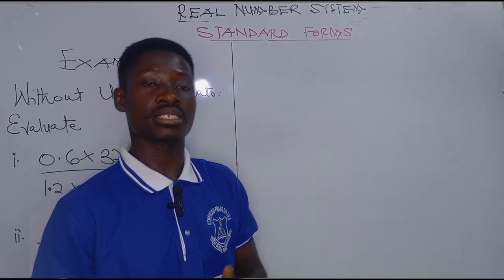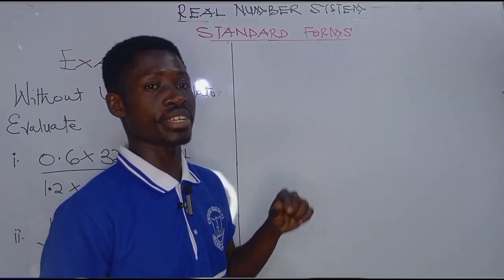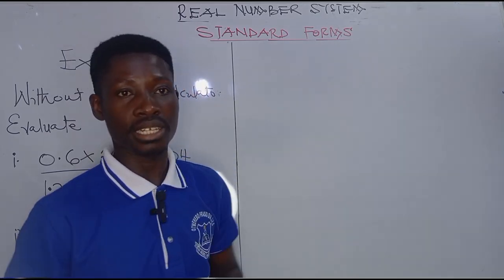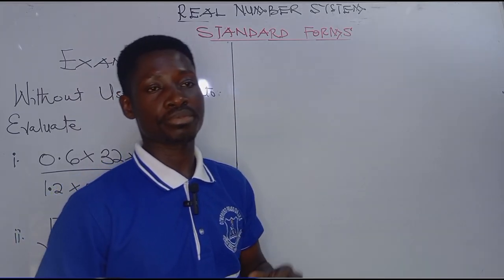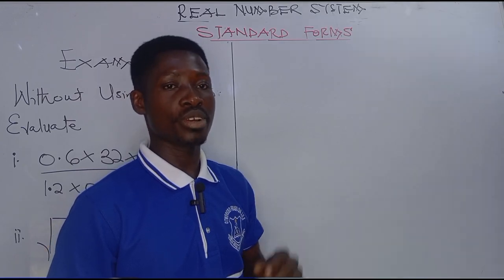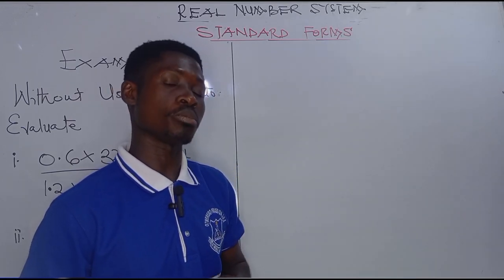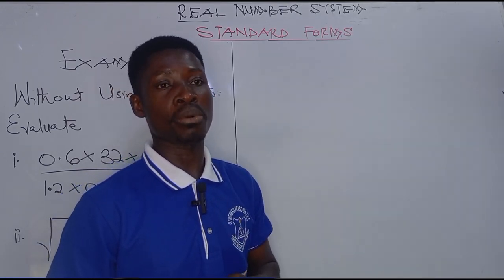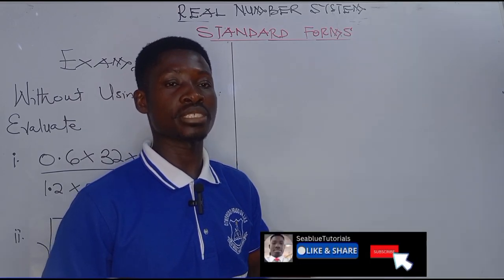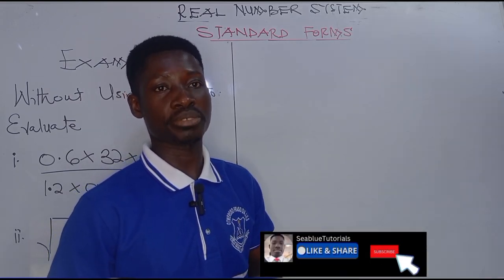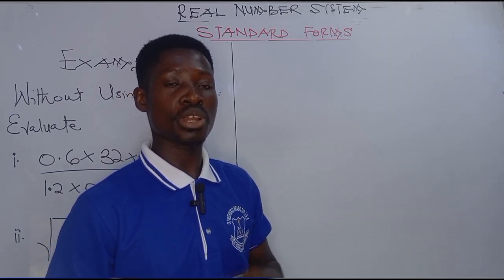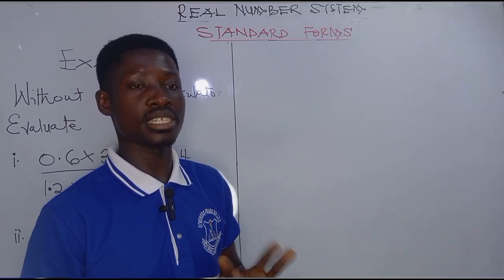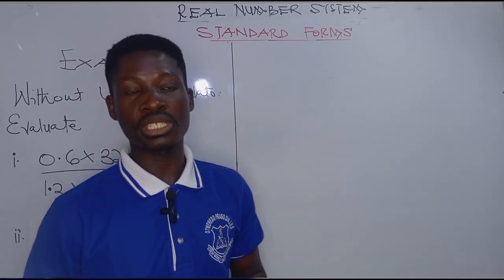Today's lesson is just a summary of all we have done in this very session. I mean, standard forms. Remember that we've been able to talk about multiplication of standard form and division of standard forms. We have also talked about expressing numbers in standard form and vice versa, and the addition and subtraction of standard form. So we are going to combine all of these in one question and see how best we can do that.